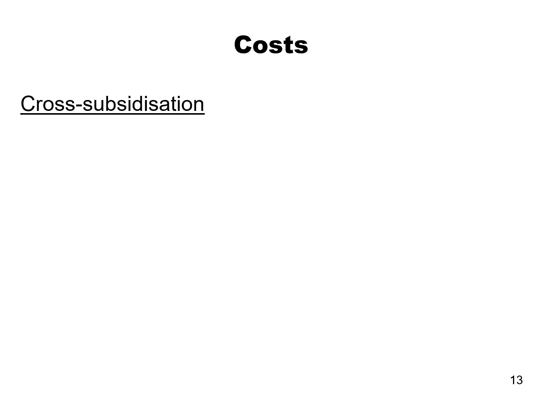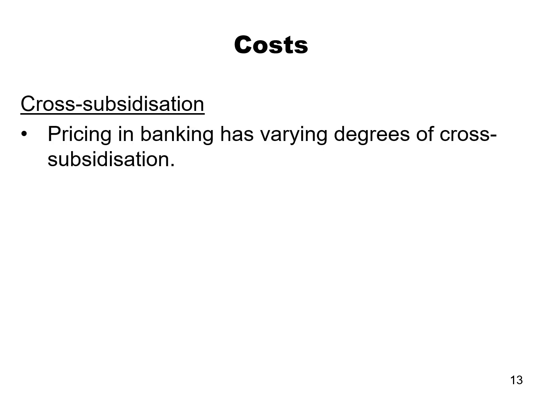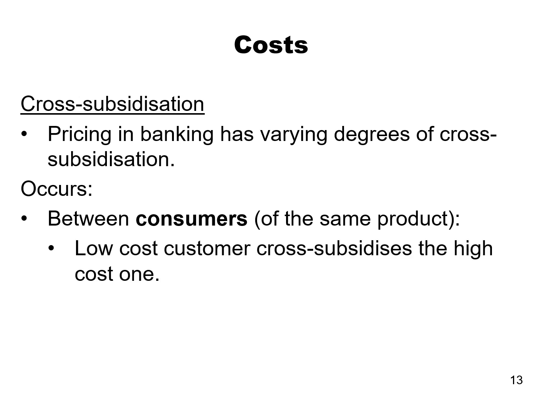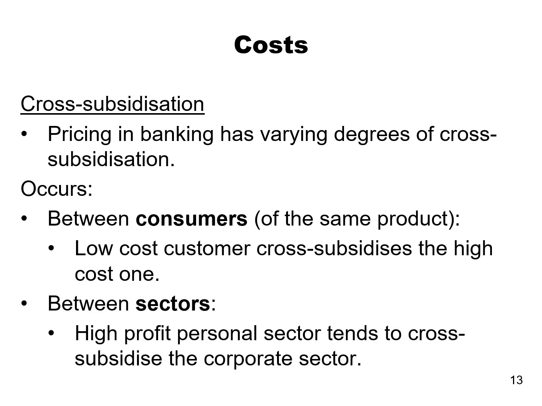Cross subsidization. Pricing in banking has varying degrees of cross subsidization. It occurs between consumers of the same product. Low cost customers cross subsidize the high cost ones. Between the sectors, the high profit personal sector tends to cross subsidize the corporate sector.